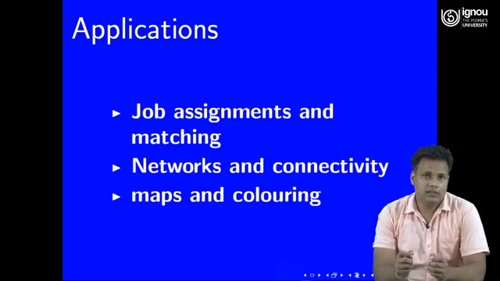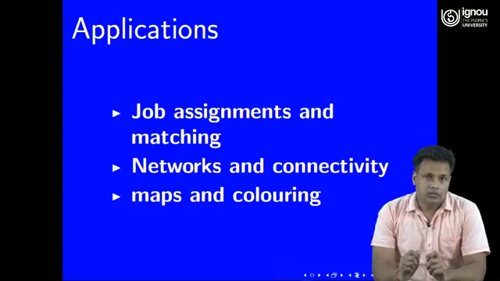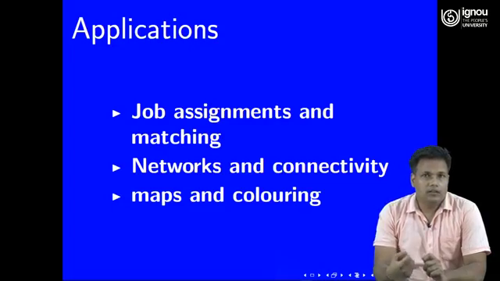For example, let's stick to a specific case. Suppose you have 5 jobs and 10 applicants, and all these 10 applicants are eligible only for 2 jobs. So in that case, you can't fill all the 5 jobs. The remaining 3 jobs will not find any qualified candidate. So the mathematician Hall found a sufficient condition in terms of graph theoretical representation, which you will study in this course.